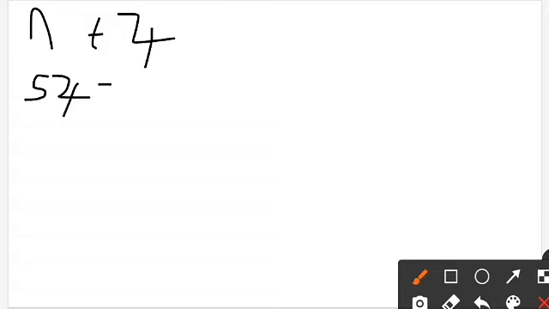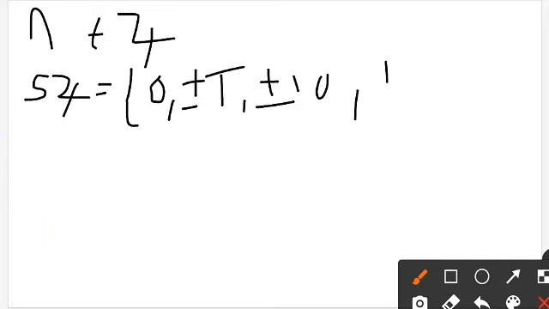Let's see, so what is nZ actually? n is any integer, n belongs to Z. So if we take 5 as the integer, 5Z, what elements will it contain? It will contain 0, it will contain plus minus 5, plus minus 10, plus minus 15, and so on, all integer multiples of 5, right?